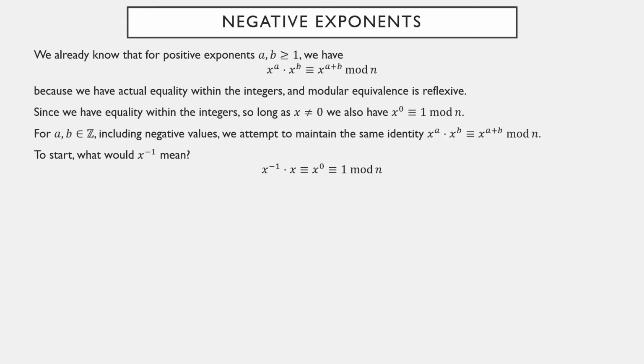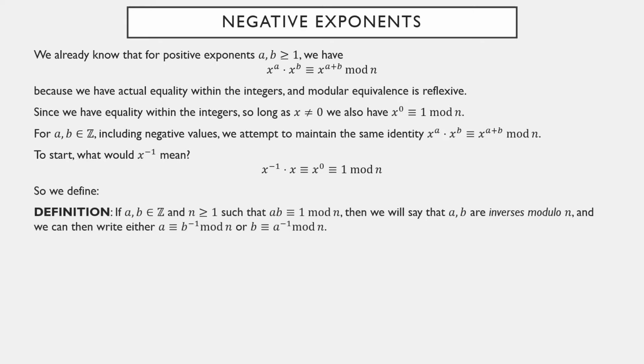We're not requiring it to equal 1 as an integer, just be equivalent to 1 modulo n, a very important distinction. So we define: if a and b are integers so that the product is equivalent to 1 mod n, we're going to say that they are inverses mod n, and we're going to borrow this exponential notation and say a is equivalent to b inverse mod n, or b is equivalent to a inverse mod n. And remember, we only require the product of the two numbers to be equivalent to 1 mod n. We do not require the product to equal 1.